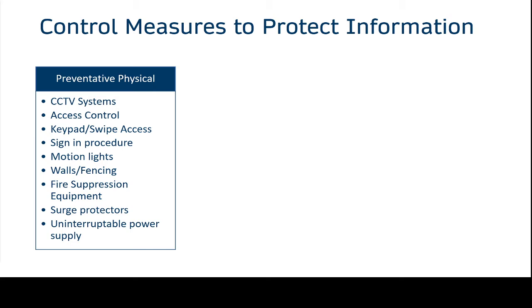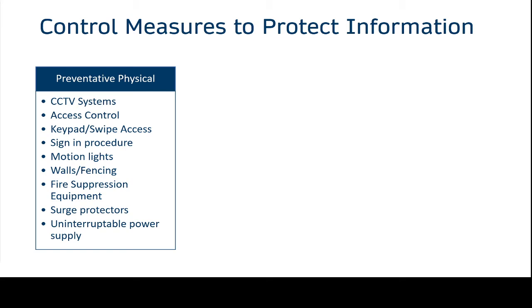You've got keypad, swipe access systems. So if you think about going into an office, sometimes you might have to beep your card to let the door open, so that it controls who's going in and out of certain areas that have computers or information within them. Sign-in procedures, so you know who's in the building. Motion lights are a physical thing that will prevent people from going in, particularly at night, to steal information. If somewhere's got a lot of lights, it puts off burglars or people from coming to steal information.